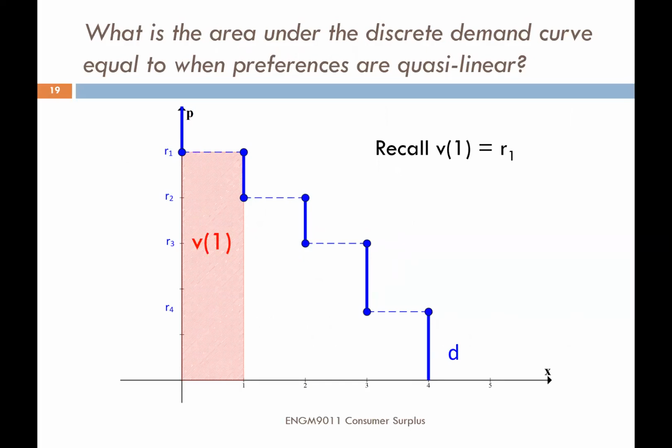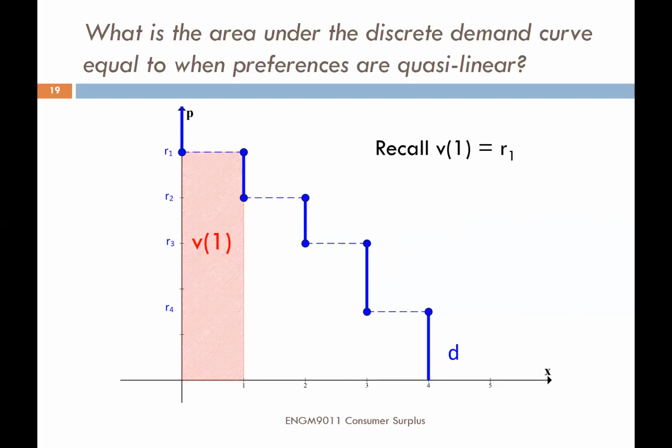Well, we see that it's just a rectangle. Area of the rectangle is the base times the height. The base is equal to 1, right, from 0 to 1. And the height, you can see, is equal to R1, the reservation price of unit 1. All right? So therefore, the base times the height is just equal to R1. But we know the reservation price is equal to utility of consuming 1 unit of good X. Right? So therefore, the area underneath the demand curve from X equals 0 to X equals 1 is equal to your utility consuming 1 unit of X.